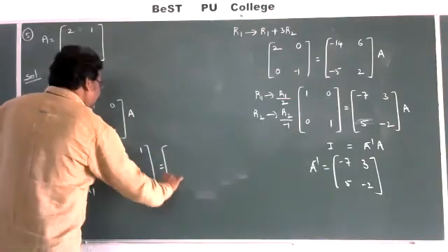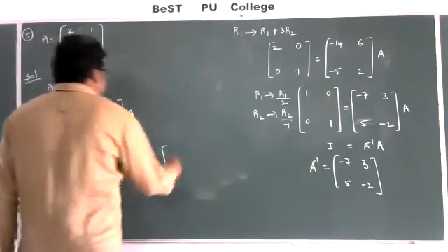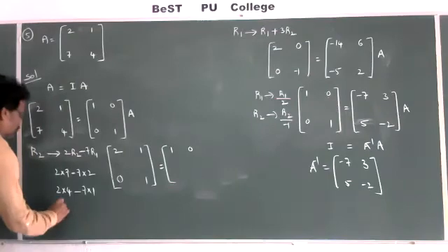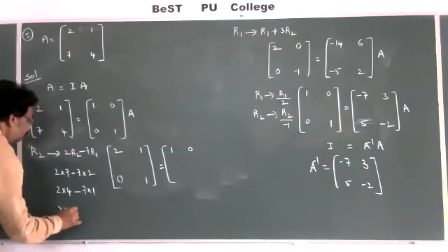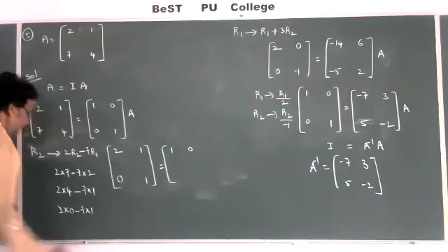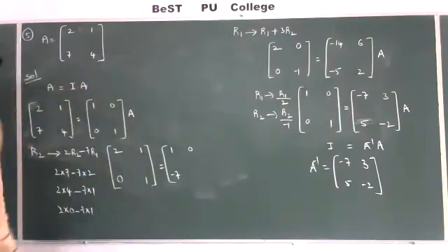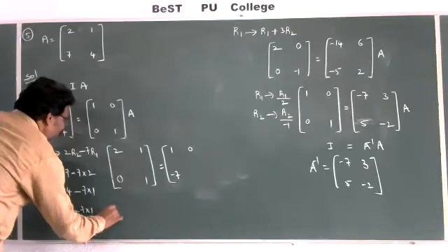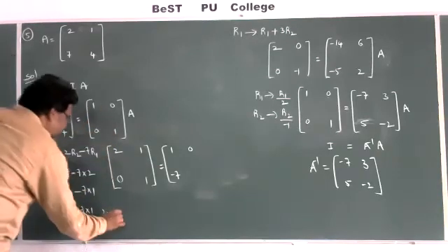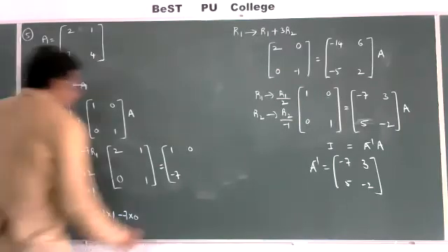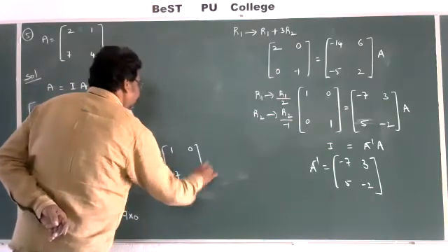is equal to the matrix. You write the same R1, 1, 0. For the second row, 2 into 0 minus 7 into 1, 0 minus 7, that is minus 7. And 2 into 1 minus 7 into 0, that is 2 minus 0, that is 2, into A.